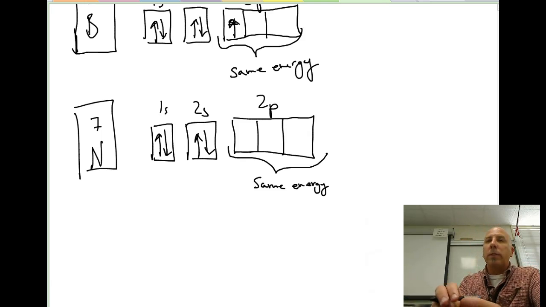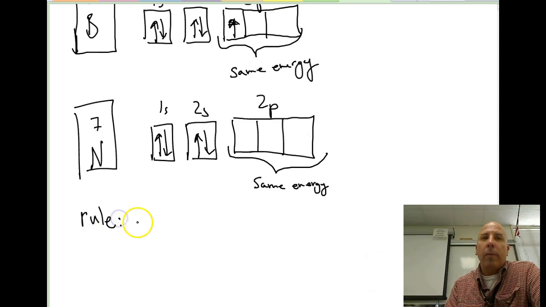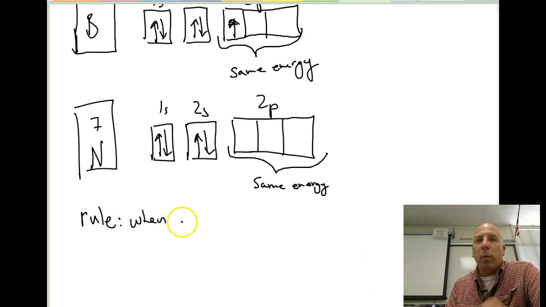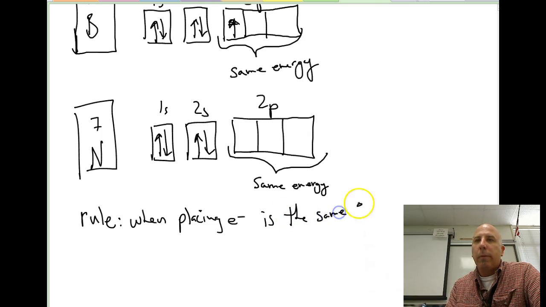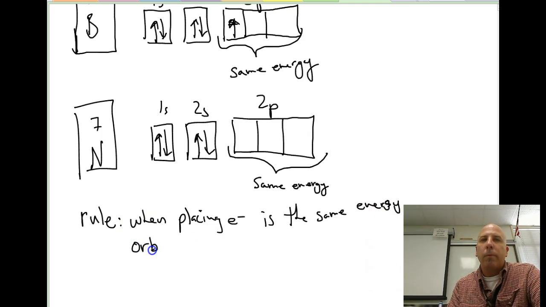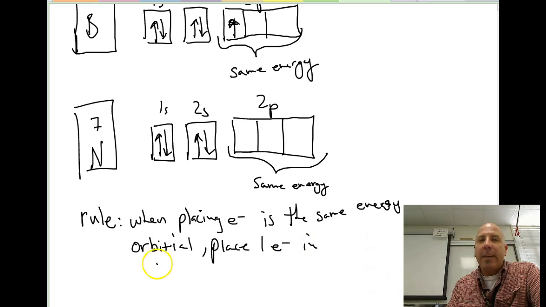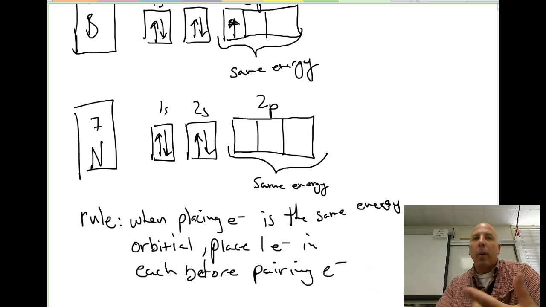So we're going to place electrons in the same energy, so that brings us to the last final rule. Again, we'll talk about the names for these rules later. So this rule is when placing electrons in the same energy orbital, place 1 electron in each before pairing electrons. Okay, what does that mean?